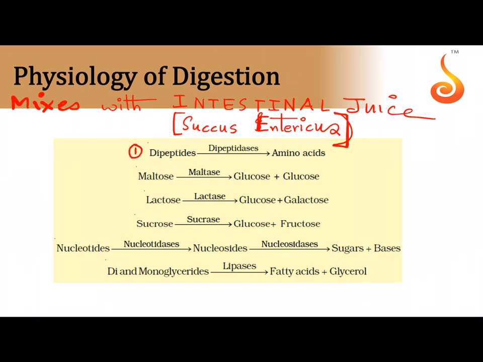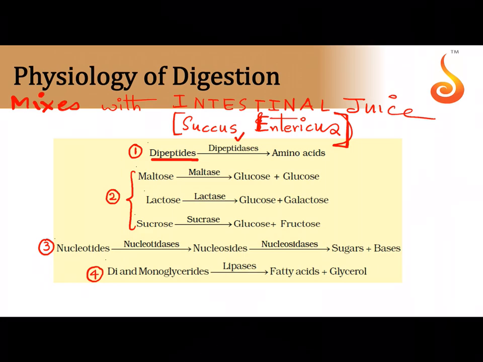The first equation is protein digestion. The second, third and fourth equation, let me make it as the second set, is carbohydrate digestion. The third equation is nucleic acid digestion, and the fourth one is fat digestion. It is a continuation of what happened with the help of pancreatic juice. So what did we get from pancreatic juice enzymes? We got dipeptides in protein.